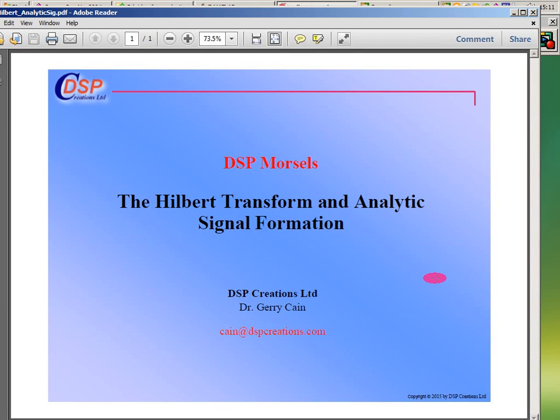The Hilbert Transform is a mathematical blockbuster. It finds use in many different application areas, and in the case of DSP, one of the things we can use it for is analytic signal formation. Let's see what we mean by that.